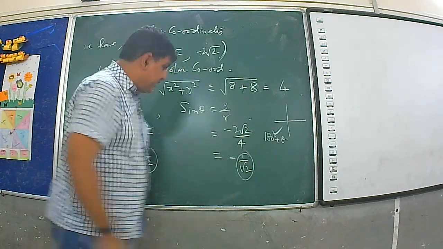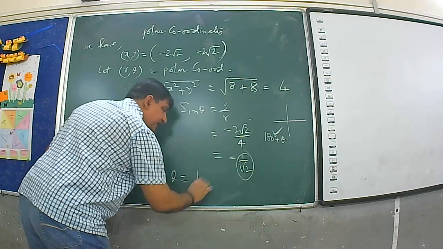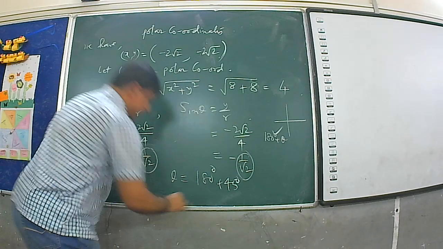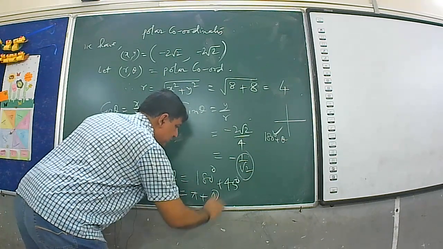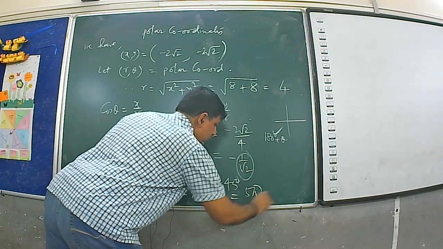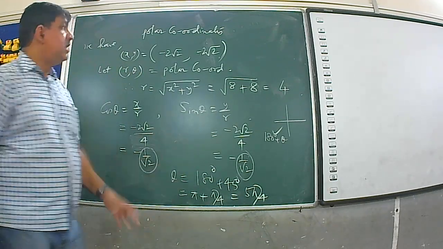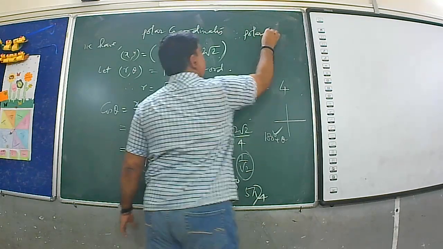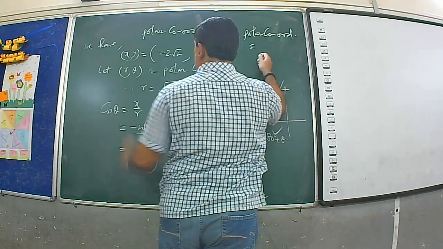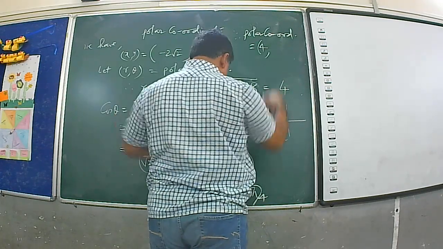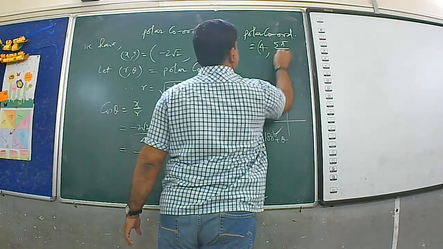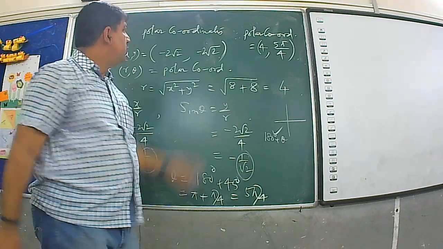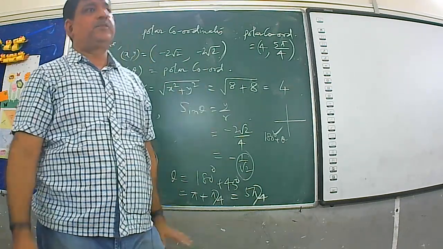So from our adjustment, the value of theta will be 180 degree plus 45 degree because it lies in the third quadrant. That is, you can say pi plus pi by 4. So the answer is 5 pi by 4. So this one is your value of theta. So what about the polar coordinates? Therefore, the polar coordinates can be written as r, that is 4, comma 5 pi by 4. So these are the polar coordinates of a point whose Cartesian coordinates are minus 2 root 2 comma minus 2 root 2.